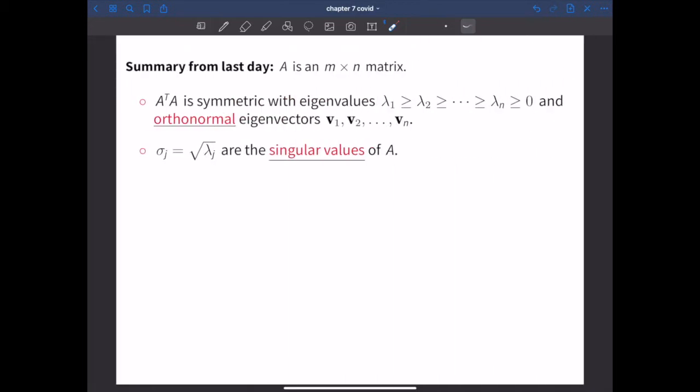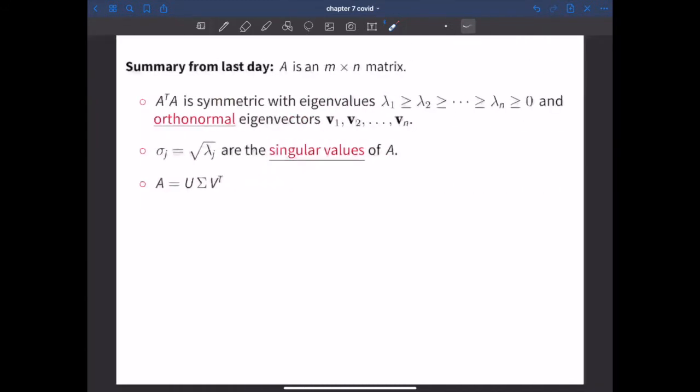Now, because our eigenvalues are all non-negative, we can take their square roots, and when we do that, we get a bunch of values which we call the singular values of our matrix A. So again, we think of the eigenvalues as being the eigenvalues of A transpose A, but we think of their square roots as being the singular values of the matrix A. These singular values belong to the matrix A, or they tell us something about the matrix A.